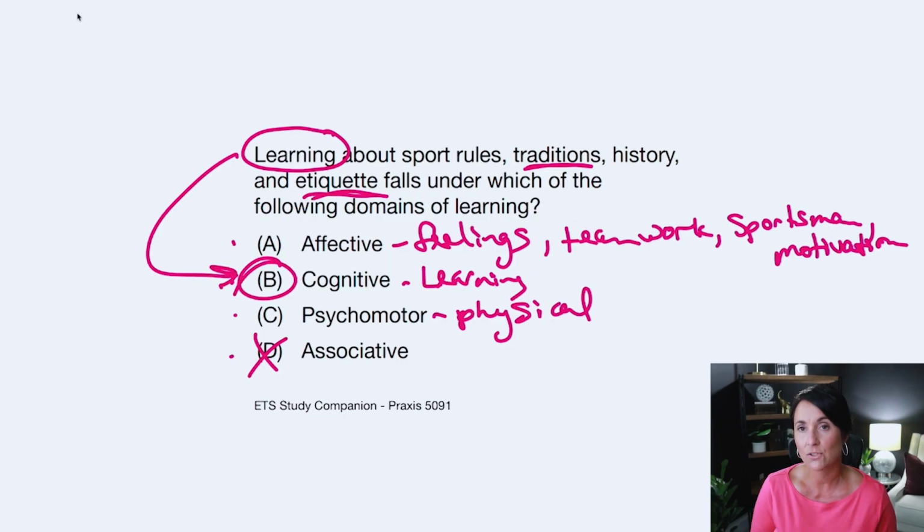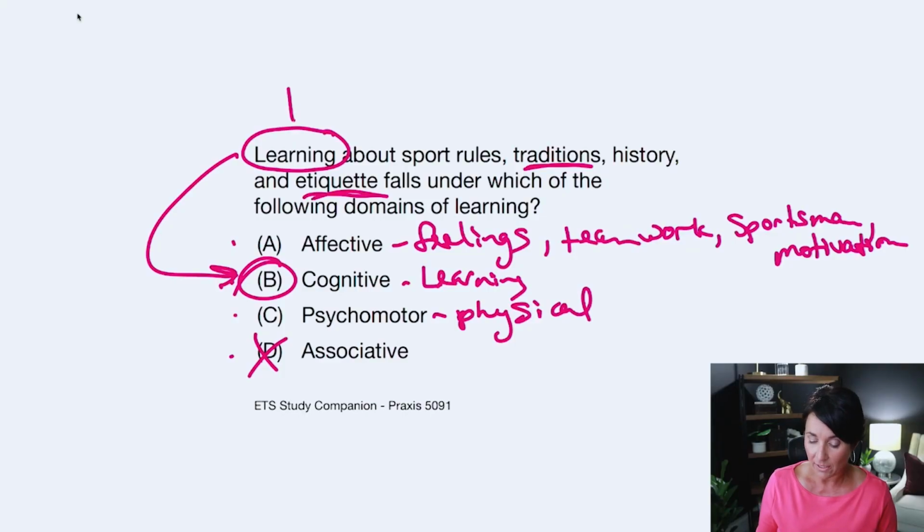that's the cognitive domain. You're using your brain. You're learning about that. So that's why B is the correct answer. If it said that you were discussing how sportsmanship is a good idea in sports or how teamwork makes you feel, that would be the affective domain. All right. So that one almost tripped me up for sure. It's a well-written question. The key word there is learning. Look for those keywords in those questions to help lead you to the correct answer choice.